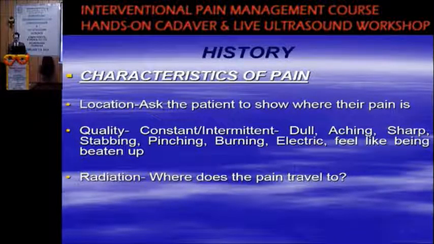Then you ask for radiation. Where does the pain travel to? It is the single most important question that you ask in back and neck pain, right? You have back pain. Okay, does it go down your leg? Makes a big difference. That is radicular pain. If you have neck pain, does it go down your arm? Makes a big difference. It's radicular pain again. So the radiation of the pain is very important.